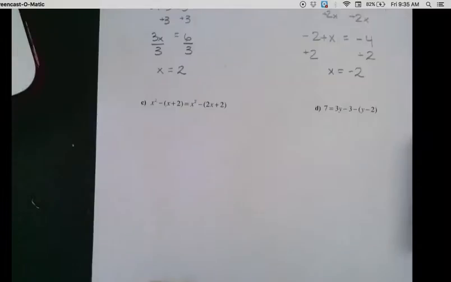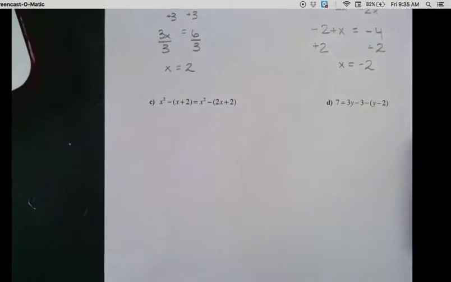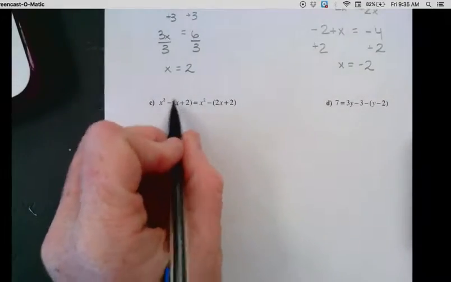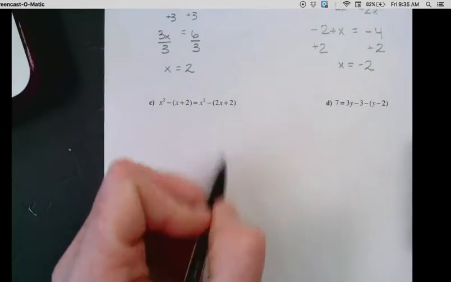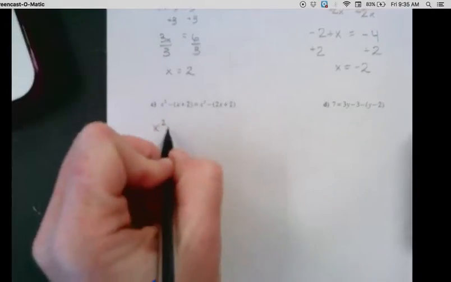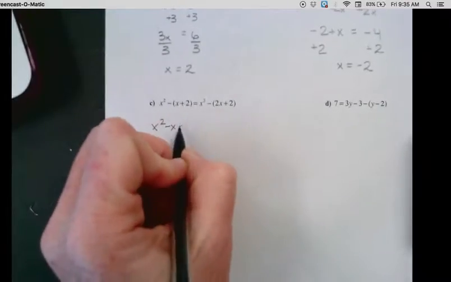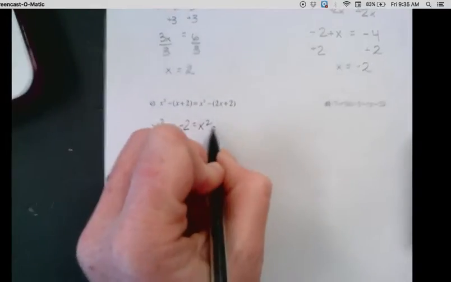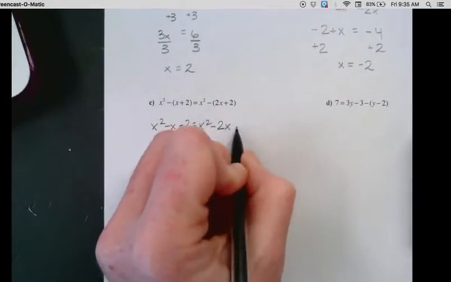All right, let's take a look at C. I want to get the stuff in the negative region, right, out of there. So we have x squared. This becomes a negative x. That becomes a negative 2. Negative 2x. Negative 2.